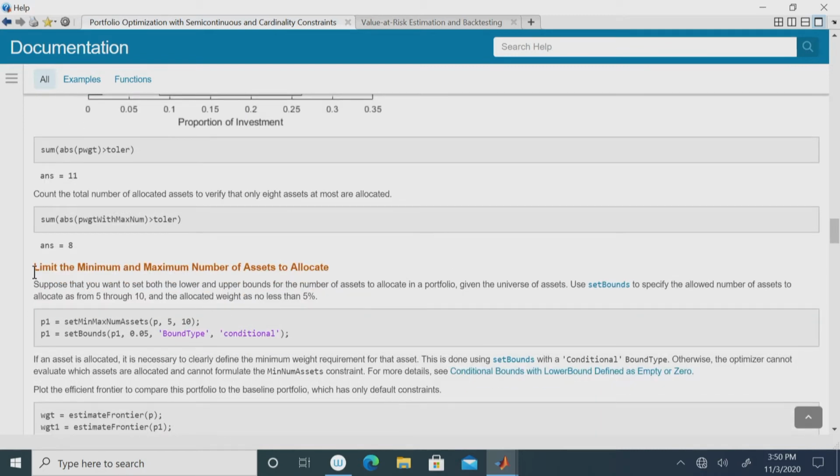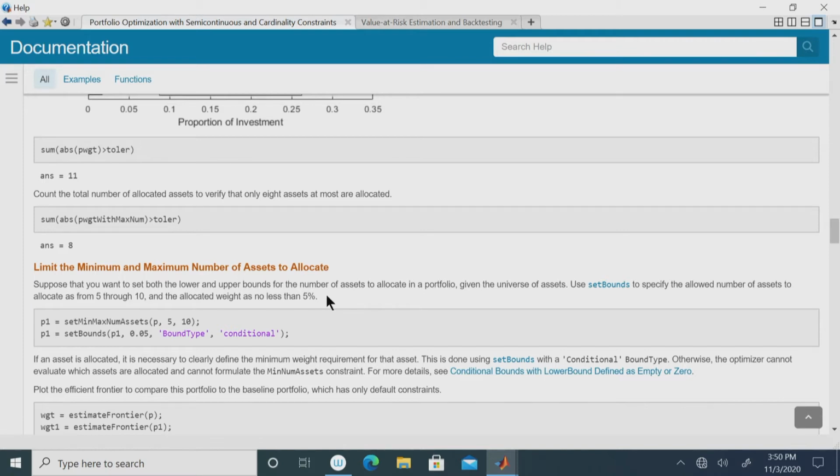So, accordingly what we do is that we limit the minimum and the maximum number of assets to allocate. So, we now set bounds to specify the allowed number of assets to allocate. As an illustrative purpose, we say that the number of assets which you can allocate is going to be a minimum of 5 and a maximum of 10, and of course, with the condition that the weights are no less than 5%.